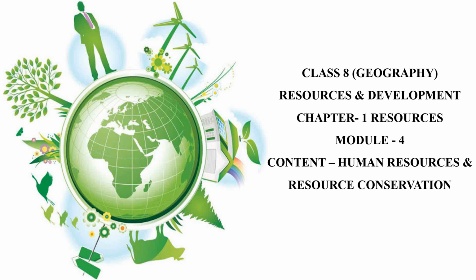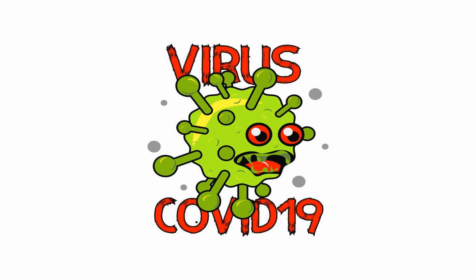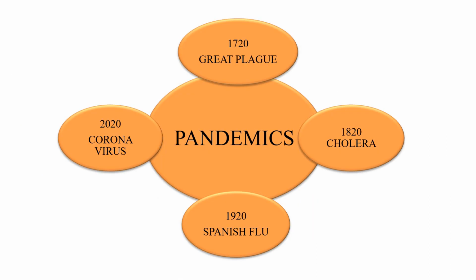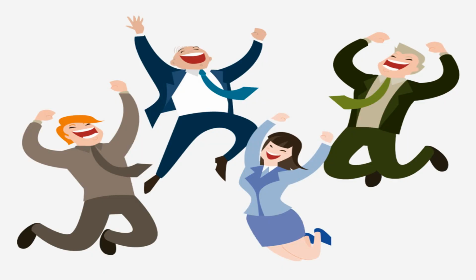Well, let me start with a question again. Can someone tell me what is the most important news or discussion that the world is going through at present? Yes, you are right, the deadly coronavirus. But this isn't the only pandemic that the world has gone through. There have been several in the past. For example, the Great Plague in the year 1720, cholera in 1820, Spanish flu in 1920, and coronavirus in 2020. But every time the world has come out of it. Do you know how? Take an example.